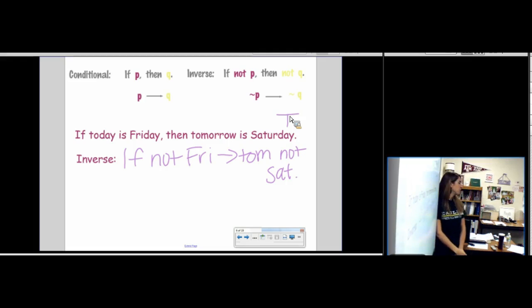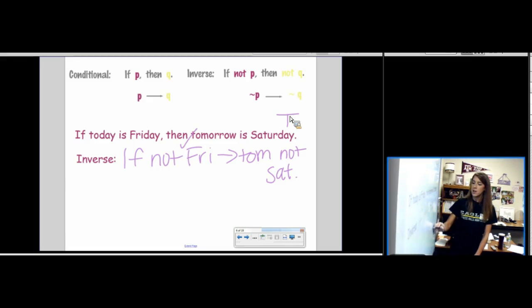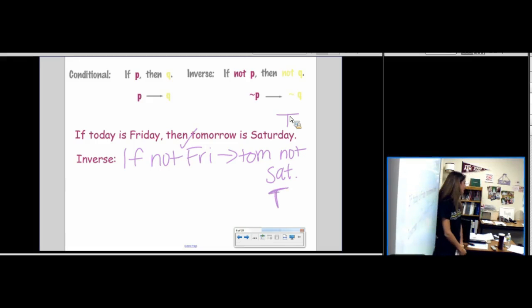If it is not Friday, then tomorrow is not Saturday. Is that true? Okay, today's not Friday. What day do you want it to be? Monday. Today is Monday. Tomorrow's not Saturday. Is that true? Could you prove this wrong? A day that's not Friday, well, you would want it to not be Friday, check, and then you would want the next day to be Saturday. Well, that doesn't work. So the original is true and the inverse is true.